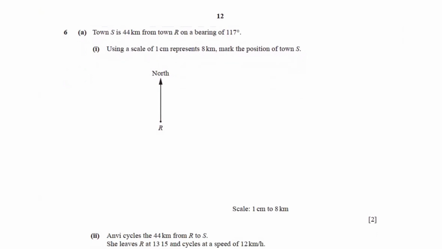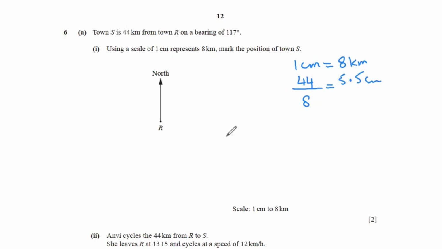Question 6 says town S is 44 kilometers from town R on a bearing of 117 degrees. Using a scale of 1 centimeter represents 8 kilometers, mark the position of town S. So if it's 44 kilometers and 1 centimeter equals to 8 kilometers, what we do is we divide 44 by 8 to find the distance in centimeters. So 44 divided by 8 is 5.5. So 5.5 centimeters is the distance between R and S on the map.